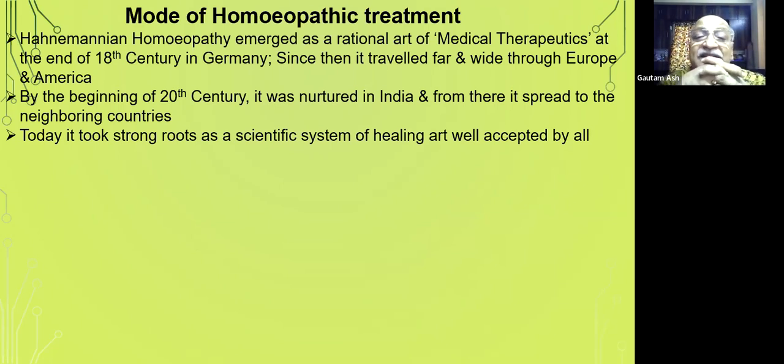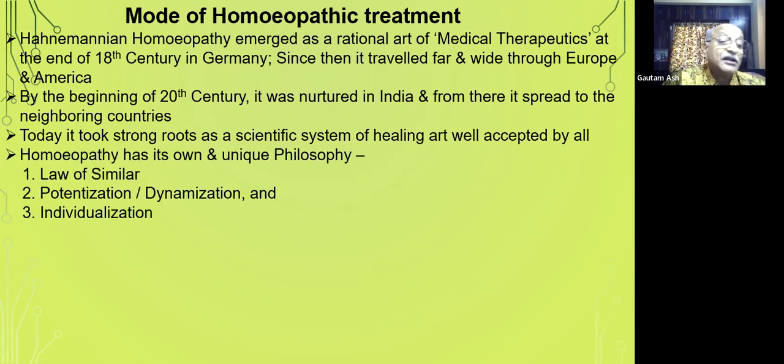Hahnemannian homeopathy emerged as a rational art of medical therapeutics at the end of the 18th century in Germany. Since then, it traveled far and wide through Europe and America. By the beginning of the 20th century, it was nurtured in India, and from there it spread to the neighboring countries. That's why when you are abroad, you see that there are so many people practicing this. Today, it has taken strong roots as a scientific system of healing art, well accepted by all. And homeopathy has its own unique philosophy: law of similars, potentization, dynamization, and individualization.